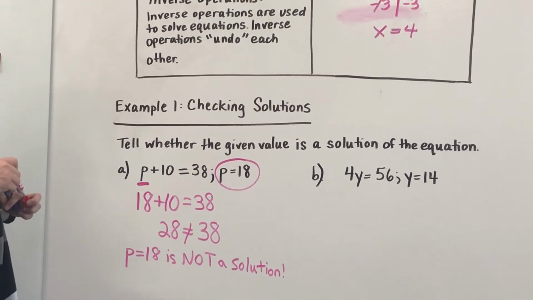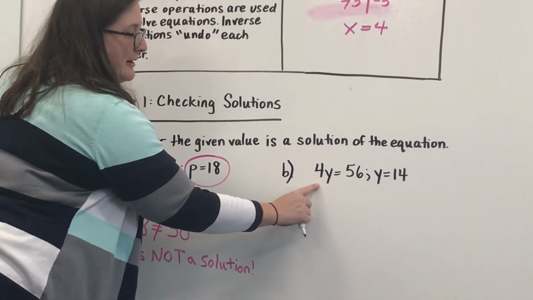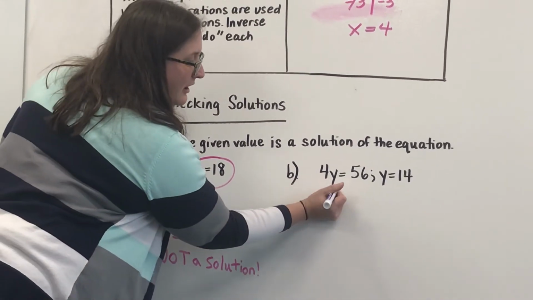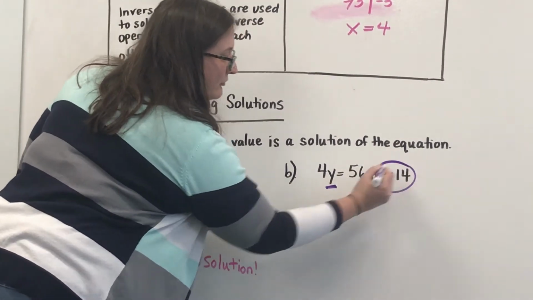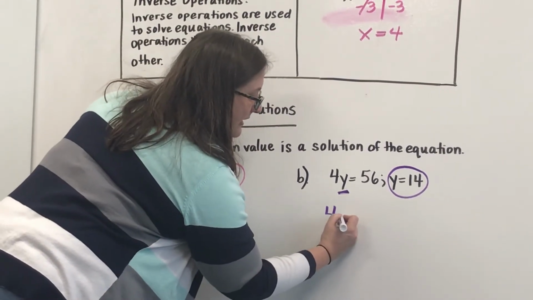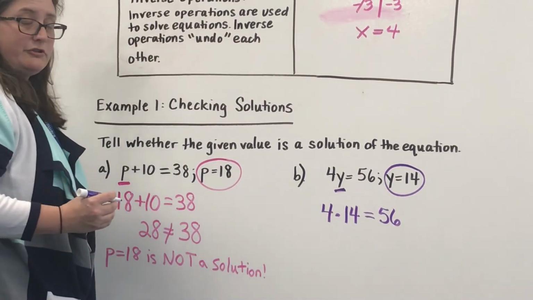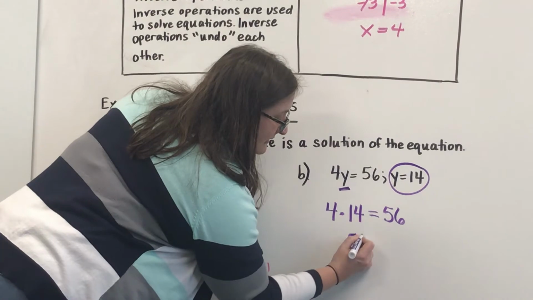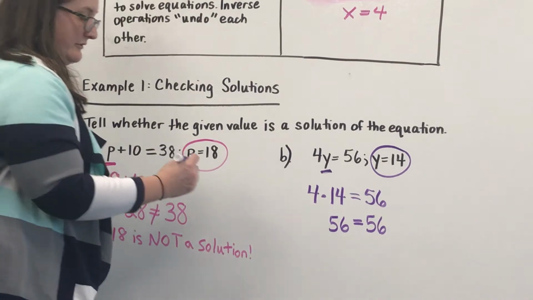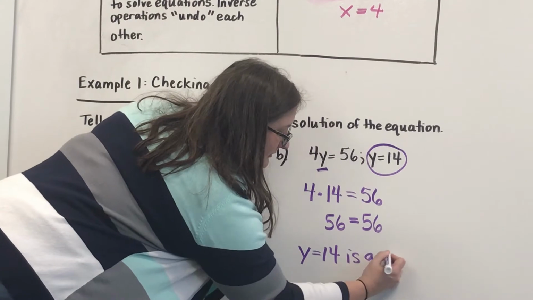All right, let's try another one. Here we have 4 times y equals 56. Remember, if I don't have an operation symbol, I'm multiplying. So I'm doing 4 times the value of y. And they say here they want us to try y equals 14. So I'm going to do 4 times 14 equals 56. If I actually do 4 times 14, I get 56. Both sides are equal. This is a true equation, a true solution for this equation. So y equals 14 is a solution.